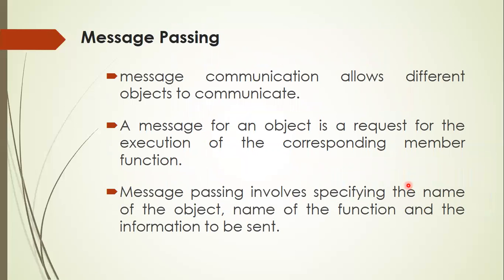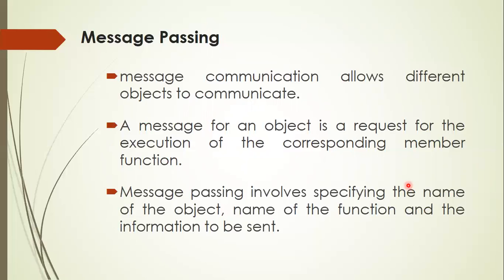Message passing. How do two functions communicate with each other in procedure-oriented programming? In POP, or procedure-oriented programming, communication between two functions takes place through passing of arguments. But in object-oriented programming, two objects can communicate with each other. So message communication is another concept which allows different objects to communicate with each other.